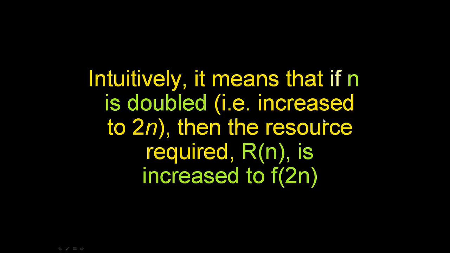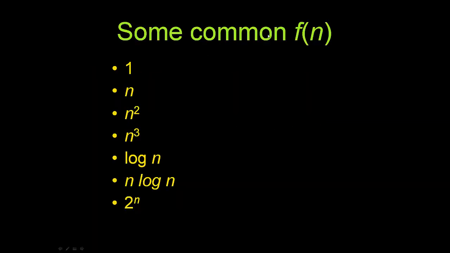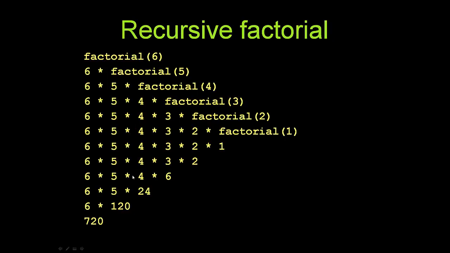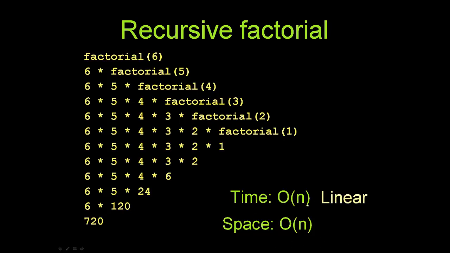Now, intuitively, if n is doubled, then the resource required, whether time or space, is increased to f(2n), right? Some common f(n)'s are the following: 1, n squared, n cubed, and so forth, log and so forth. So let's take a look at this particular example. In recursive factorial, your time is order n, because the time taken is proportional to n. And the space taken is also proportional to n. Remember, it's the number of pending operations, so it's also order n. Okay, this is linear and this is linear again.